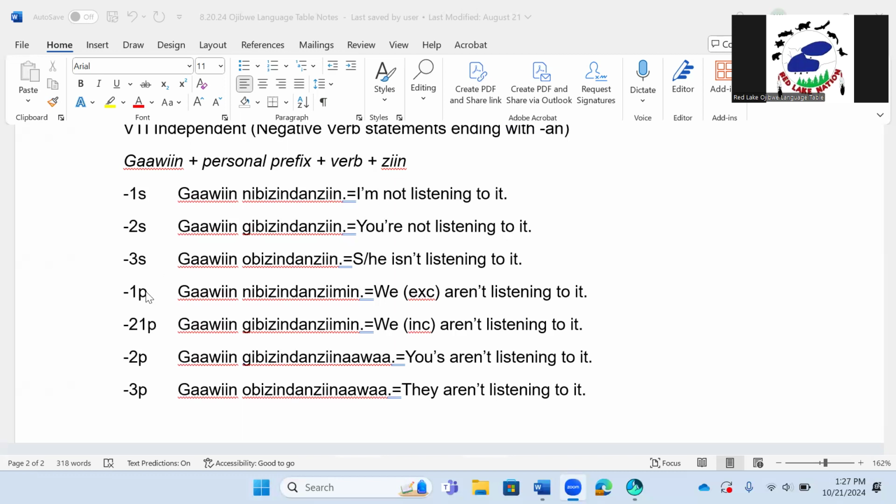Negative 1P, we, excluding the person we're talking to, Gawin o bisindanzimin. We, exclusive, aren't listening to it. Gawin o bisindanzimin. Negative 21P, we, inclusive, including the person we're talking to, Gawin gibisindanzimin. We, inclusive, aren't listening to it. Gawin gibisindanzimin.